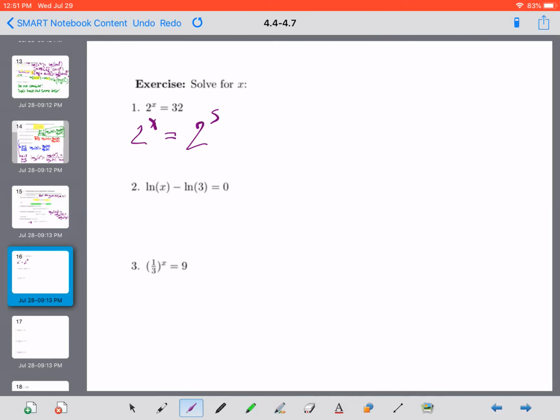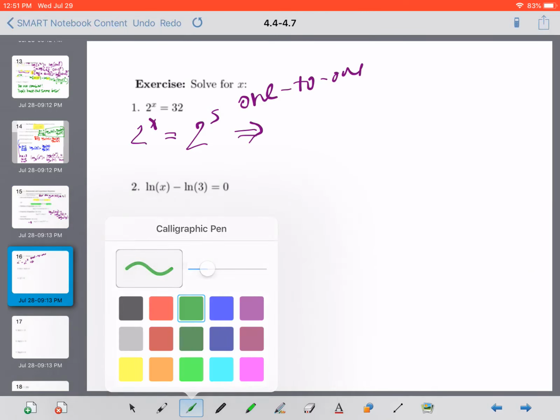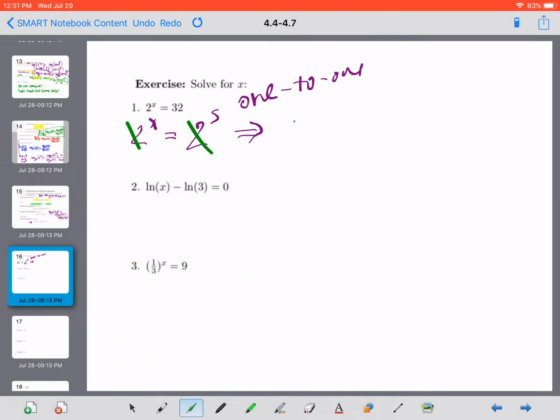And now what I can do is use the one-to-one property, which says that if you have a to the x is equal to a to the y, then x has to be equal to y. In this case, 2 to the x is equal to 2 to the 5, so in a sense we can sort of cancel out these bases and conclude that x is equal to 5. Alright, let's try another one.